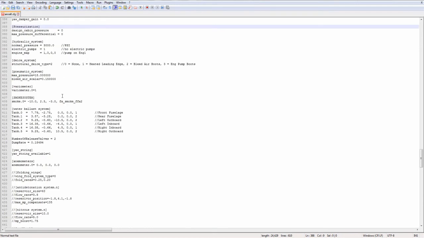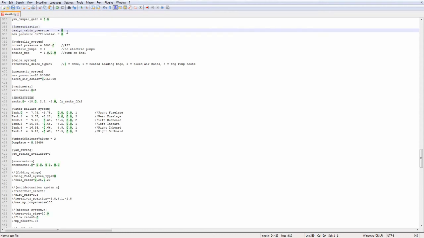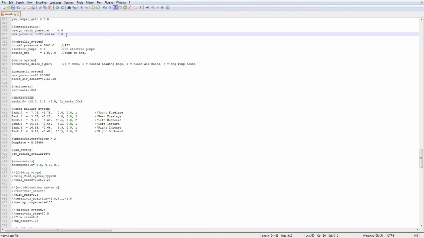Pressurization. Just two simple things to put here. The design cabin pressure, which is the cabin pressure that the plane will attempt to maintain, and the max pressure differential. These are the maximums of the pressurization system. So what's red line on your pressurization gauges? Usually 8,000 works for the design cabin pressure, but maximum differential refers to the maximum difference the plane can have between outside air pressure and internal air pressure of the aircraft.